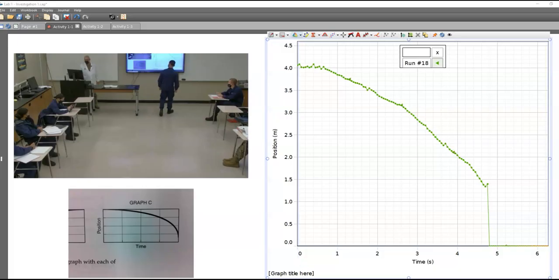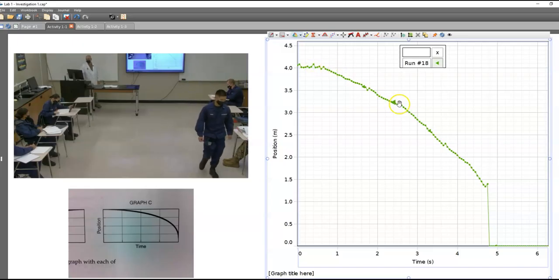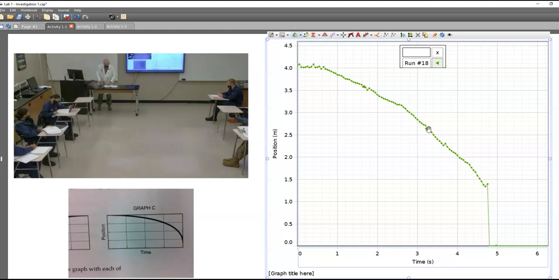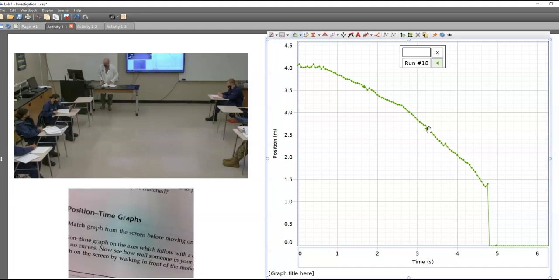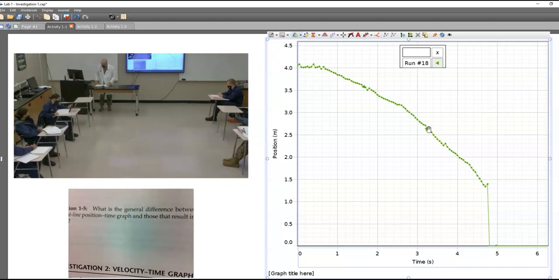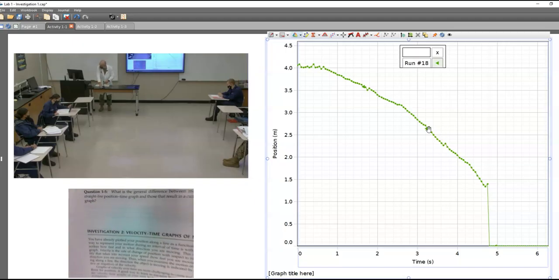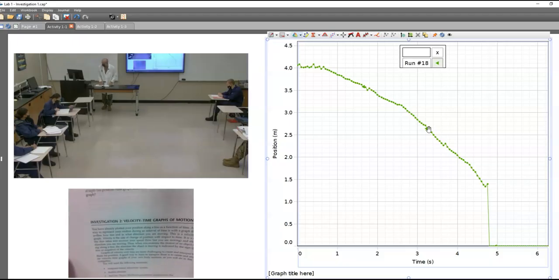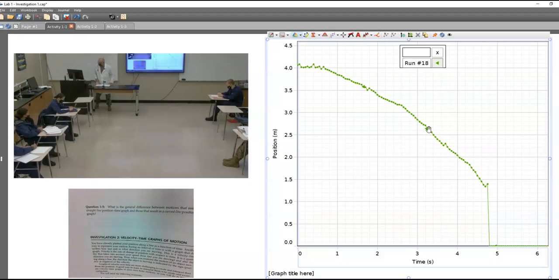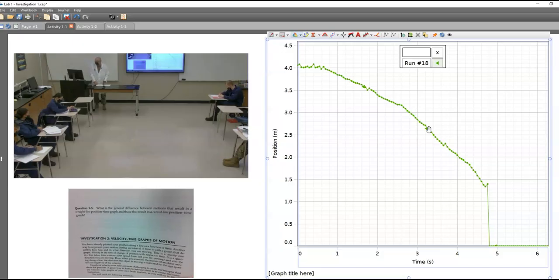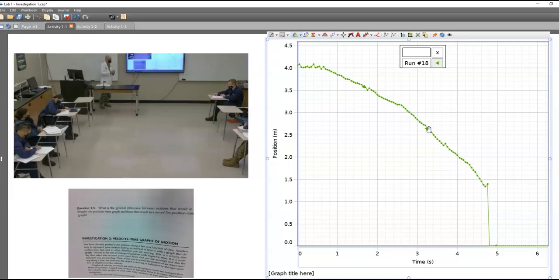There we go. Okay, don't mind all this stuff. But as you can see, we started out relatively flat, and then it sped up like that. So that leads us to our question 1-5. What is the general difference between motion that results in a straight line graph on a position versus time graph, and motion that results in a curved graph on the position versus time graph?